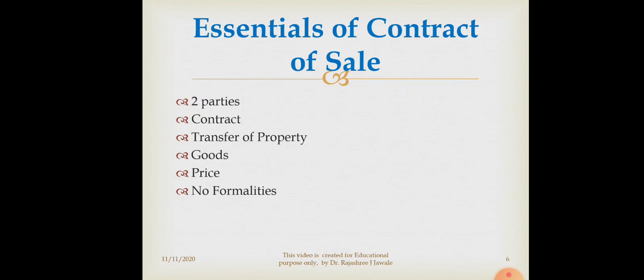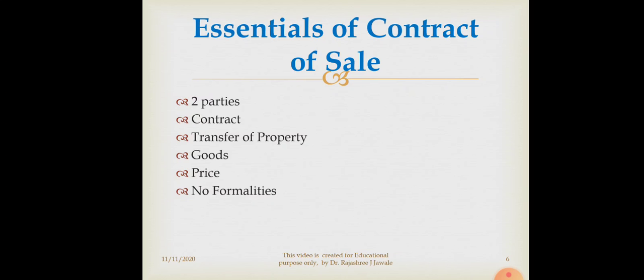So the next is what? Goods. Goods in Marathi we call it as mal. So the subject matter in a contract of sale must be the goods, the property in which is transferred from the seller to the buyer. Goods of any kind except immovable goods may be transferred. That means here in case of contract of sale of goods, there must be movable goods only.